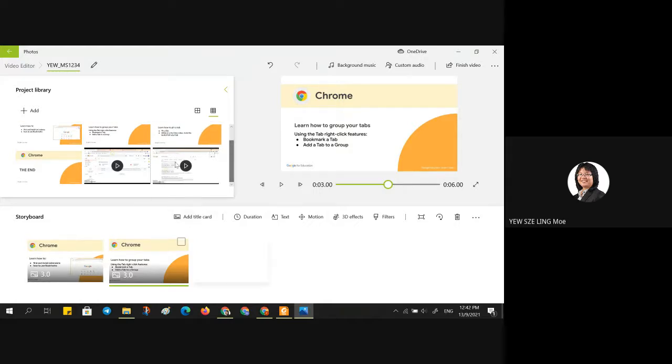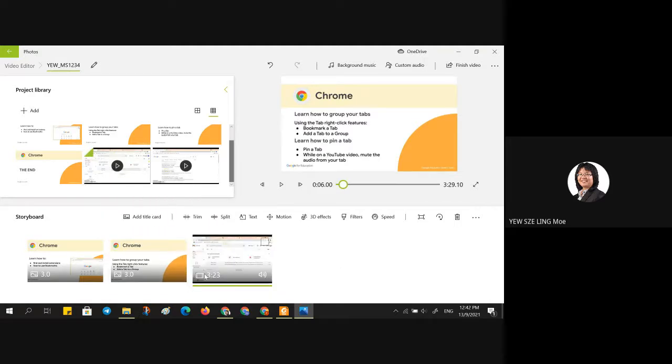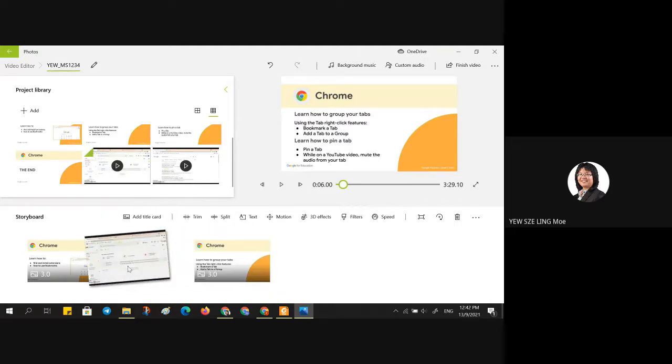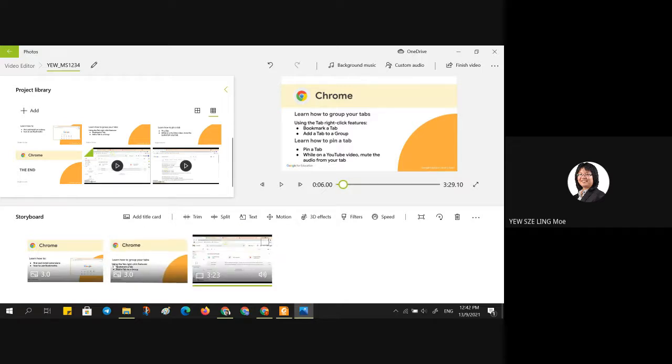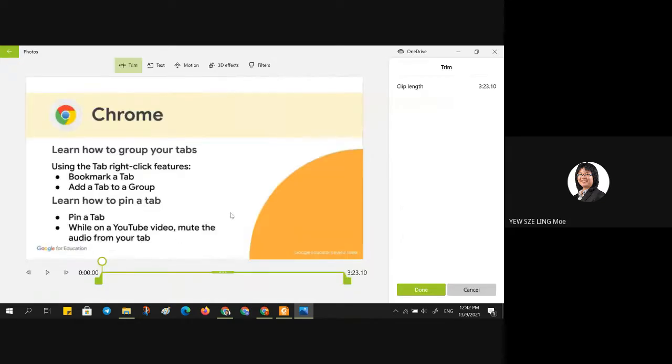Next, I want to put a video clip now. So I drag the video and again I put it here. Of course, if you want to change the sequence, you just drag it to change the sequence of the video and also the pictures. So you change the sequence already, and then what next? Now this video, maybe I don't want the whole video. I just want part of it. So I click on the video and then I go to trim. Trim lets you cut the video, all right?